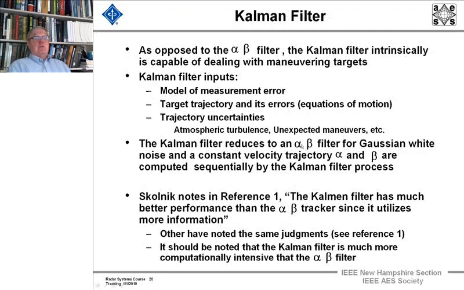The Kalman filter reduces to an alpha-beta filter for Gaussian white noise and a constant velocity trajectory; alpha and beta are computed sequentially by the Kalman filter. Skolnik notes in his reference one, and it's well said, the Kalman filter has much better performance than the alpha-beta tracker since it utilizes more information. Others have noted the same, and it should be noted that it's much more computationally intensive than an alpha-beta filter.